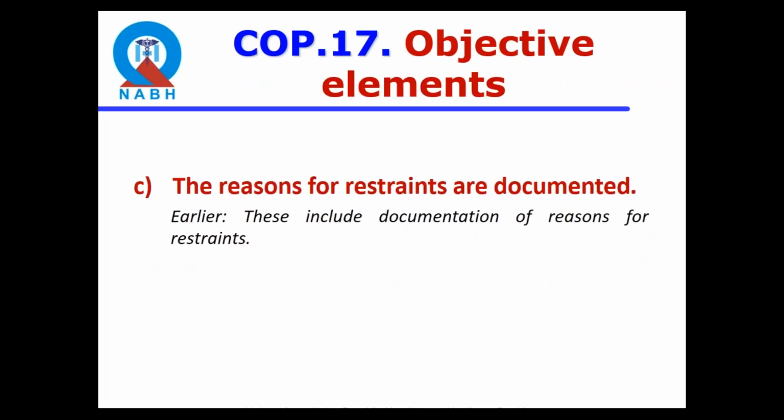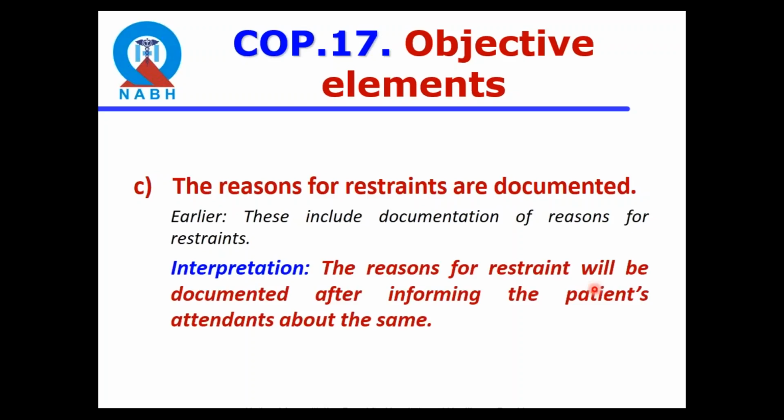Again, there was some discussion of this particular aspect. Just one, please note the wording of objective element C has been changed. Earlier it was: this include documentation of reasons for restraints. It's now modified as: the reasons for restraints are documented. Again, please note, from a standard perspective, taking consent for restraint is not necessary.